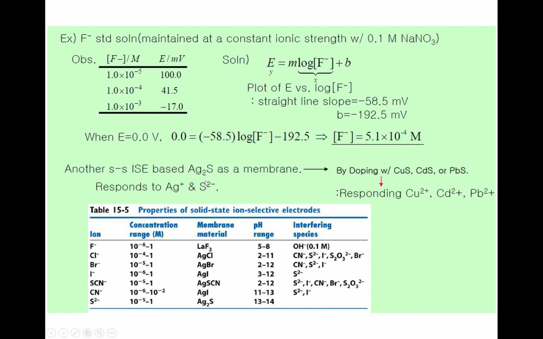For example, for the detection of fluoride ion, a lanthanum fluoride crystal may be used, but for chloride ion detection, a silver chloride based electrode is used. For bromide ion, silver bromide is used. For iodide, silver iodide; for thiocyanate, silver thiocyanate; and for cyanide ion, you can use silver iodide crystal. For sulfide ion, you can use silver sulfide.